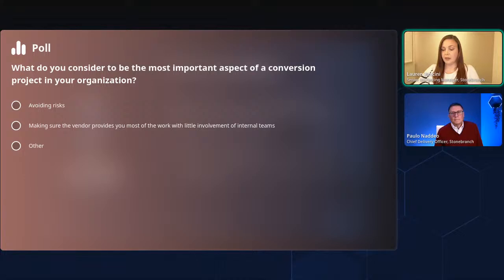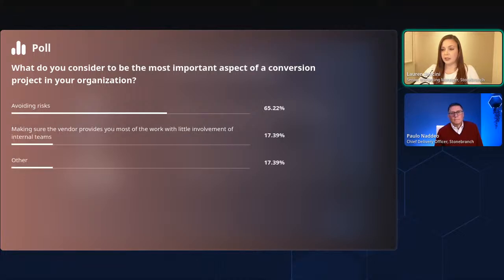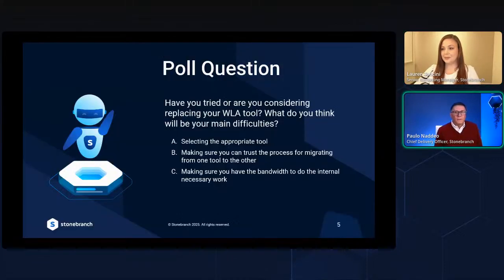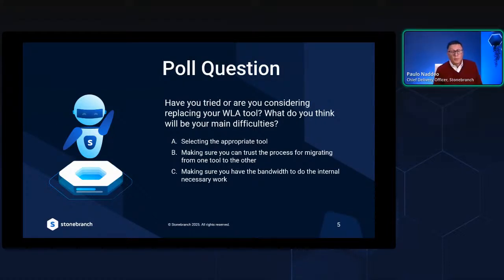All right, I'm going to go ahead and close it. So it looks like 64% said avoiding risks. Yeah, so really expected, right? Given the intertwined nature of workload automation in the current IT infrastructure, it's very important to avoid risk because you can disrupt the business operation. And this may mean a lot of losses for the business, right?